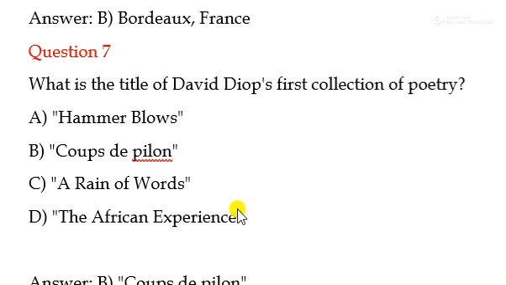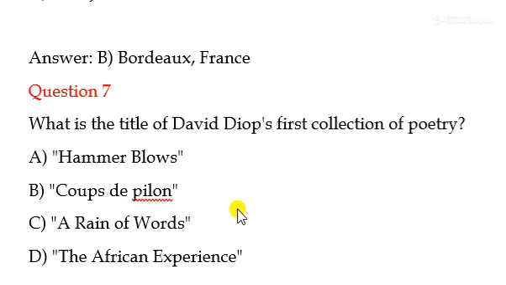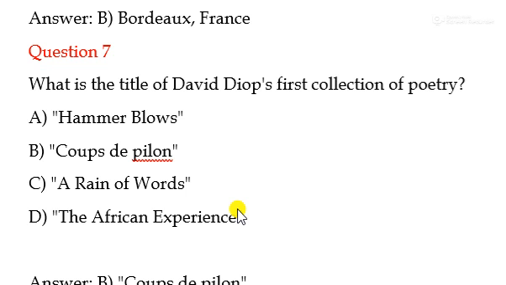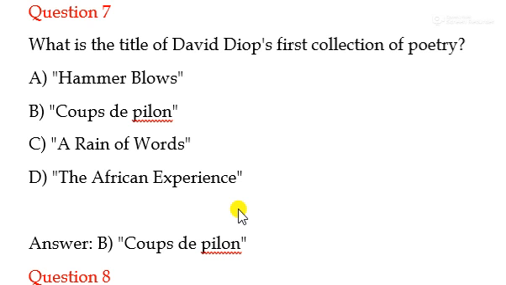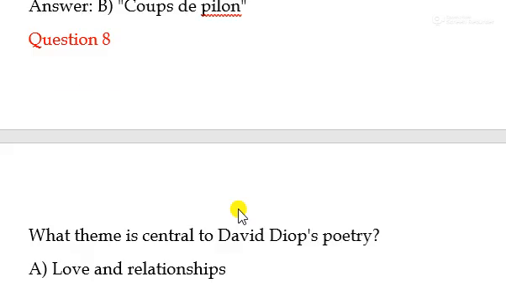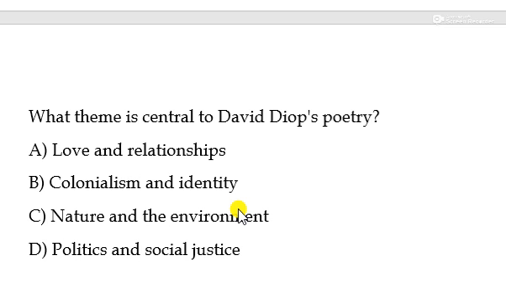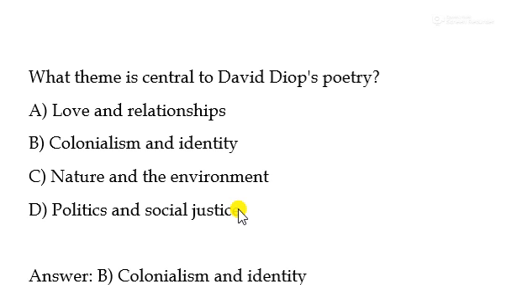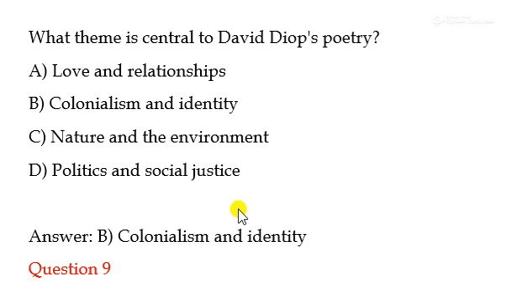Next question. What is the title of David Diop's first collection of poetry? Hammer Blows, Coups de Pilon, Rains of Words, The African Experience. Option B is the correct answer, Coups de Pilon. Next question. What theme is central to David Diop's poetry? Love, relationship, colonialism and identity. Same kind of question as I discussed a few moments earlier. So colonialism and identity is the right answer.